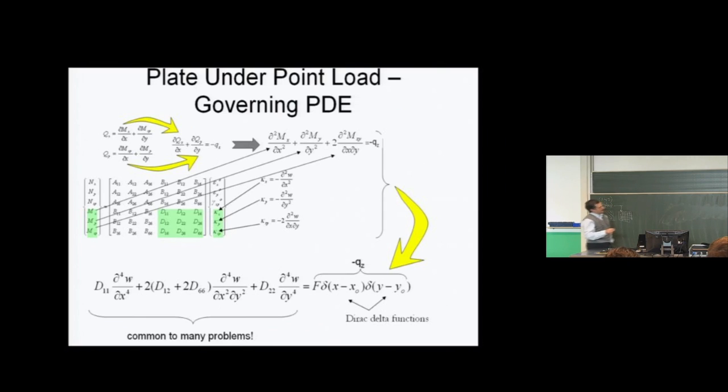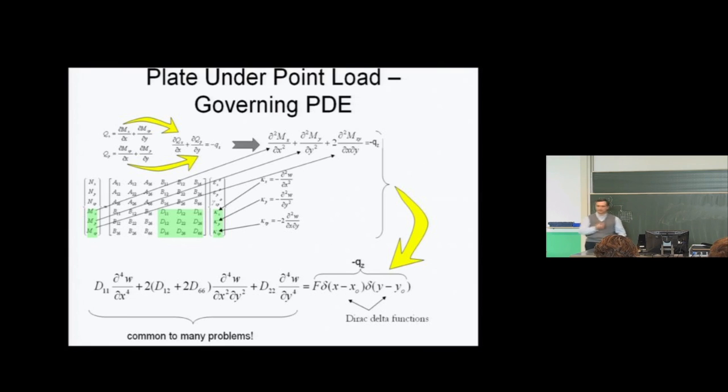Now, each of the moments can now be replaced through our ABD matrix relationship. And because we said the B matrix is 0, then it's just directly involving the D11, D12, D16 terms, and so on. And because I said D16 and D26 are 0, I can replace these moments with these products, D11 times kappa x plus D12 times kappa y, and so on. When we do this, we arrive at exactly the same left-hand side that I just showed you from before. And the right-hand side is still my out-of-plane load.